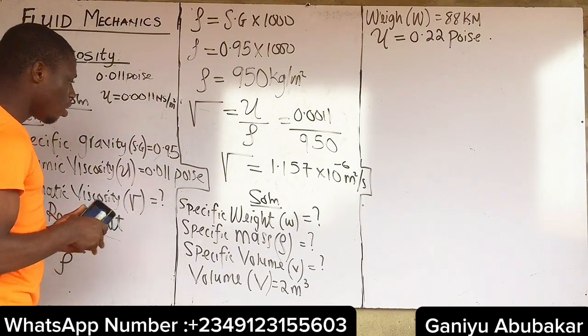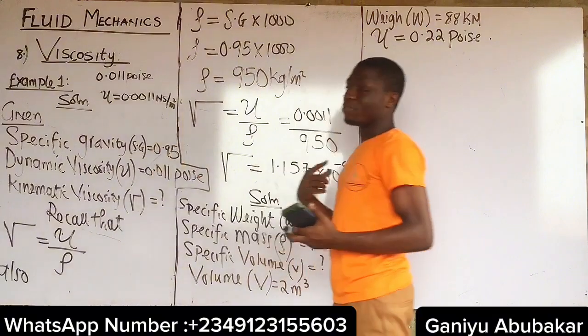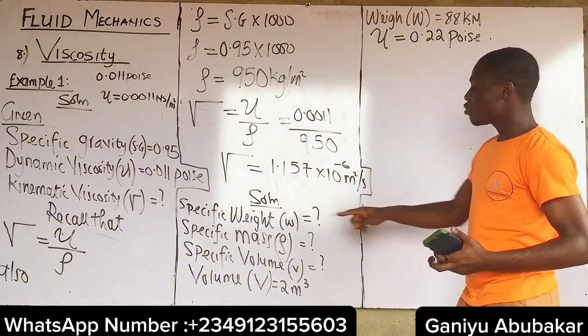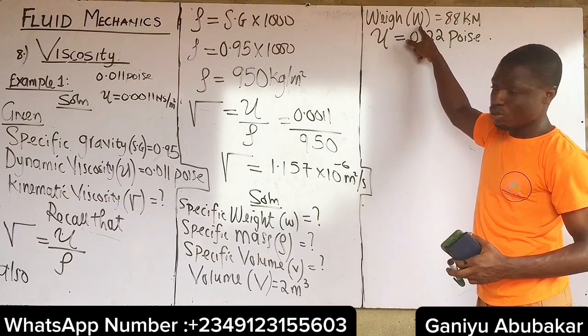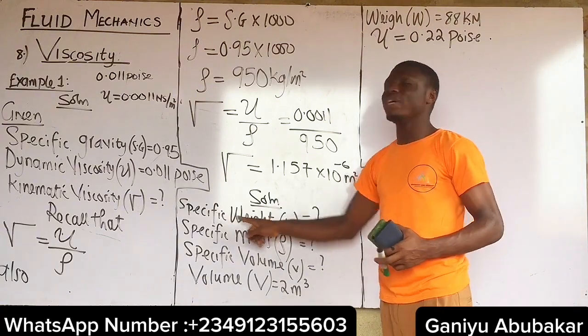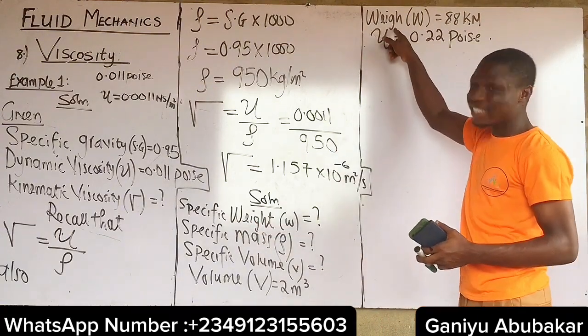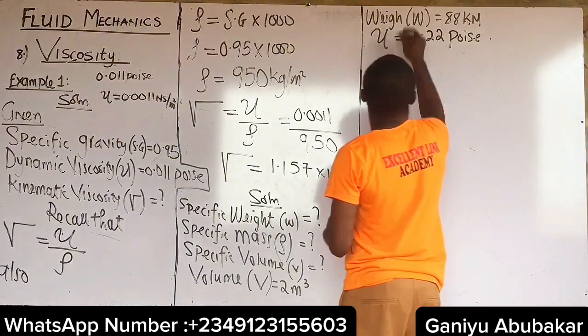First, understand something before we solve this one. Small w is different from big W. Small w represents specific weight. Big W represents weight.